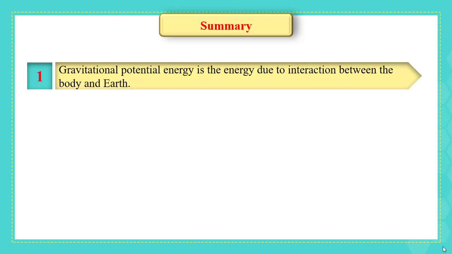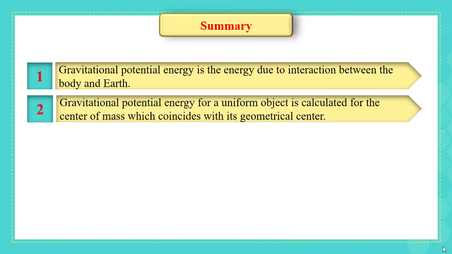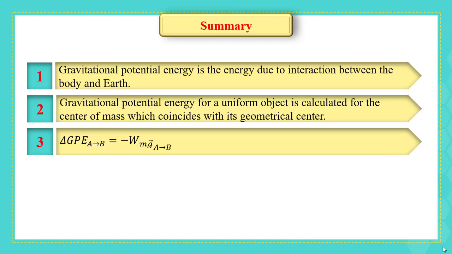Just remember that gravitational potential energy is due to the interaction between body and Earth, and the gravitational potential energy for a uniform object is calculated for the center of mass, which coincides with its geometrical center. Finally, delta GPE from A to B equals the minus of the work done by weight from A to B.